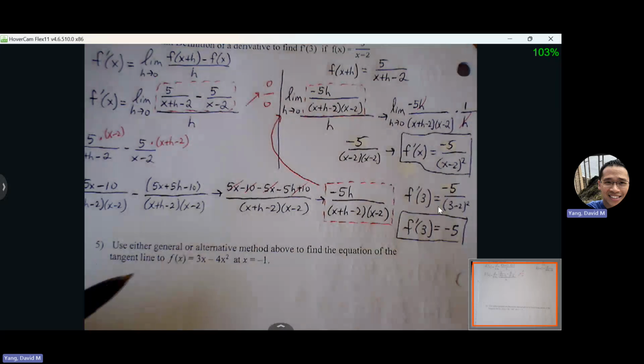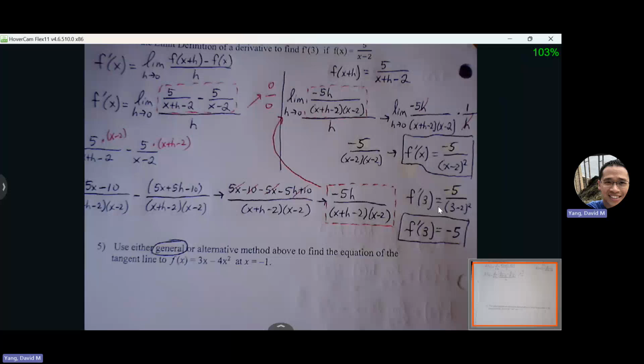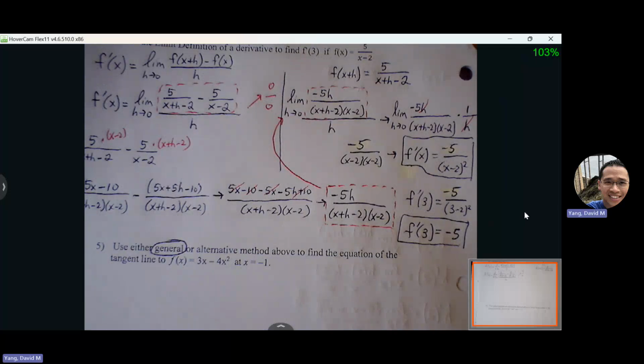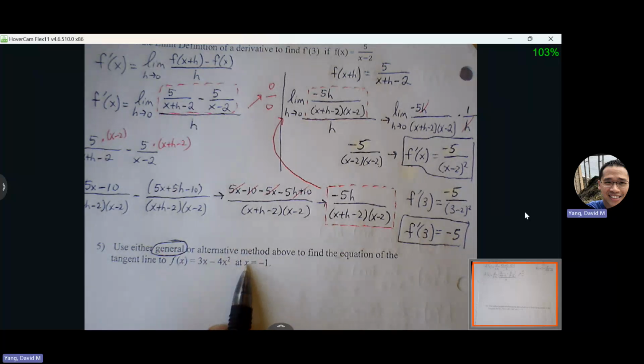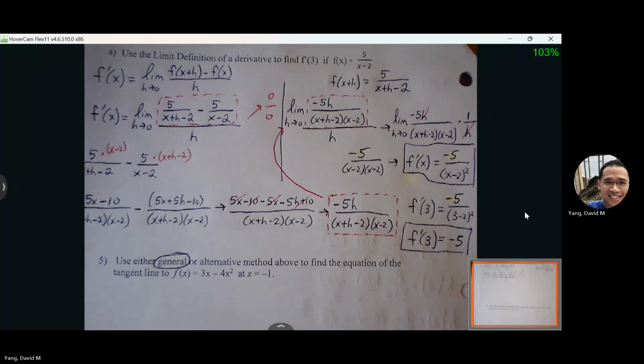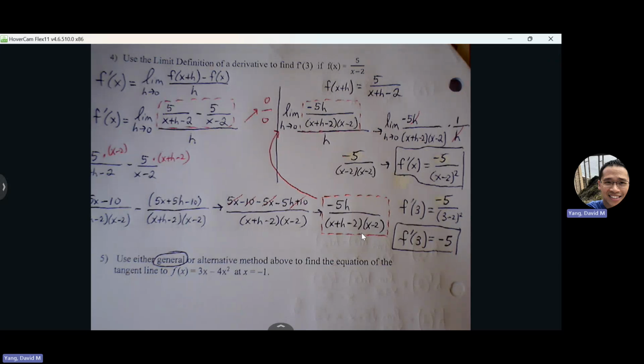Number 5 says use either general or alternate. Let's just use general so that we can all share the same process. So we're going to find the derivative, find the slope, use the x value to get the ordered pair, and then our final step is point slope form. Any questions with 4? I'll leave this up here a little bit longer, you guys. But if you're ready, go ahead and start 5.